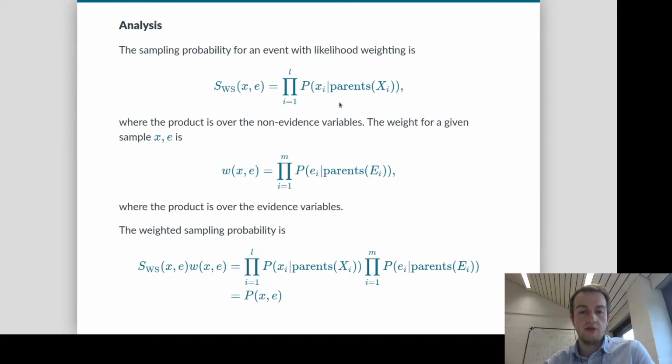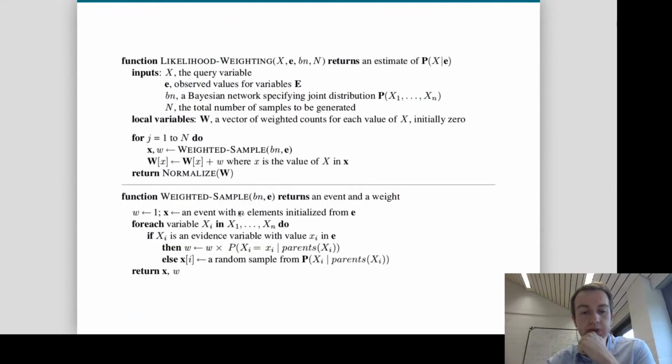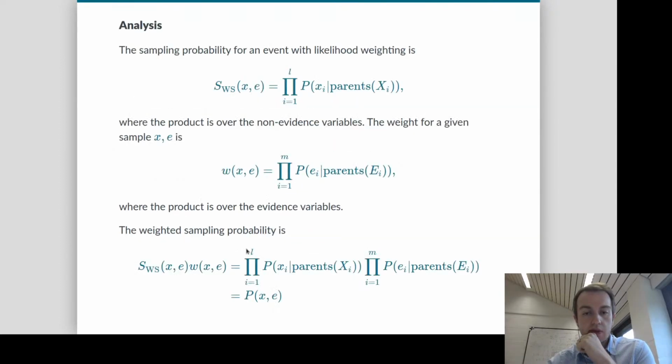And the weight for a given sample x and e is given now by the product of the local probability values of the evidence values at the evidence nodes given their parents. So again, with the same expression, except that now it's only over the evidence variables. So this is what you obtain in one or the other part of this if statement. That means the weighted sampling probability is given by the product of these two expressions.